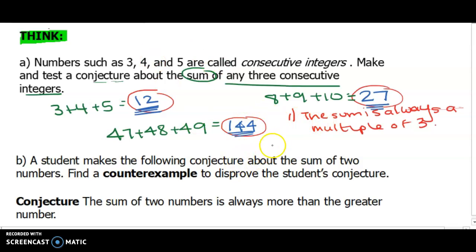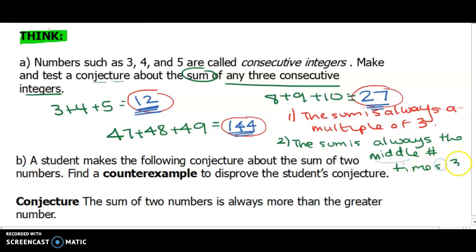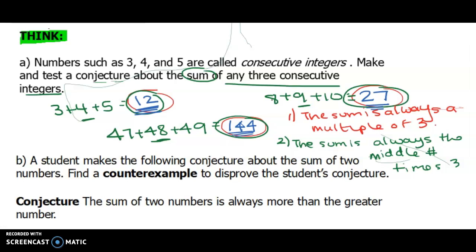Another thing a lot of my students notice, and this is kind of intriguing, is the sum is always the middle number times 3. What I mean by that is 4 times 3 is 12. 9 times 3, 27. 48 times 3, 144. Those are the 2 overwhelming conjectures. If you came up with something other than that, please do share with me. Let me look at it because I'd be intrigued to know.